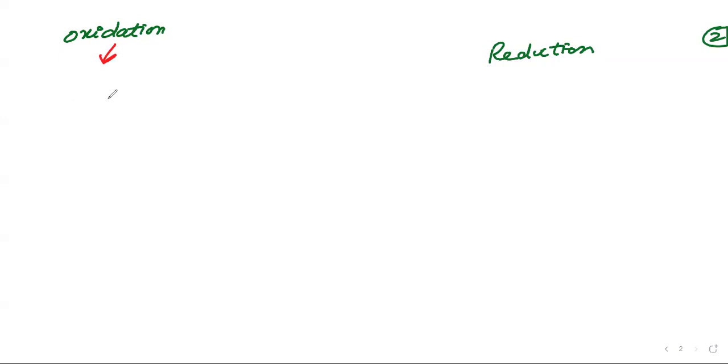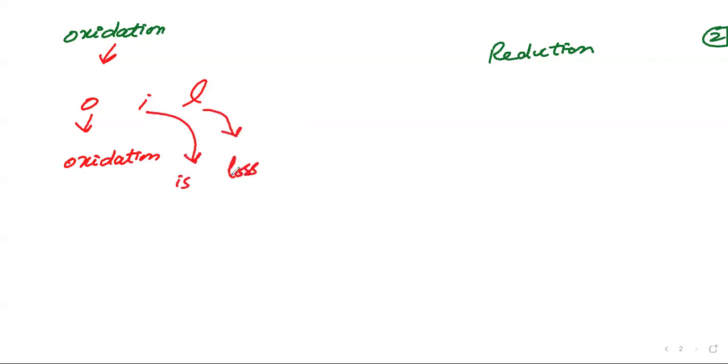Loss. Guys, remember this mnemonic: OIL. Oxidation is loss. Without mnemonics, this topic can be tricky and challenging. So, guys, recall everything with the help of mnemonics. Here I will share half a dozen mnemonics with you. Oxidation is loss, loss of electrons.